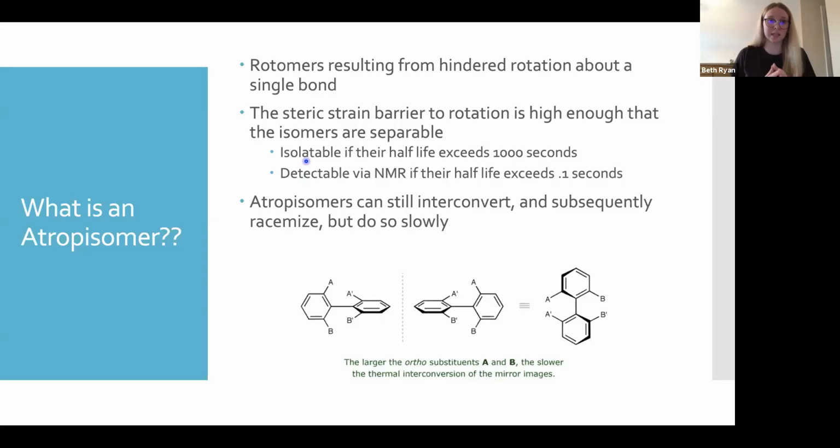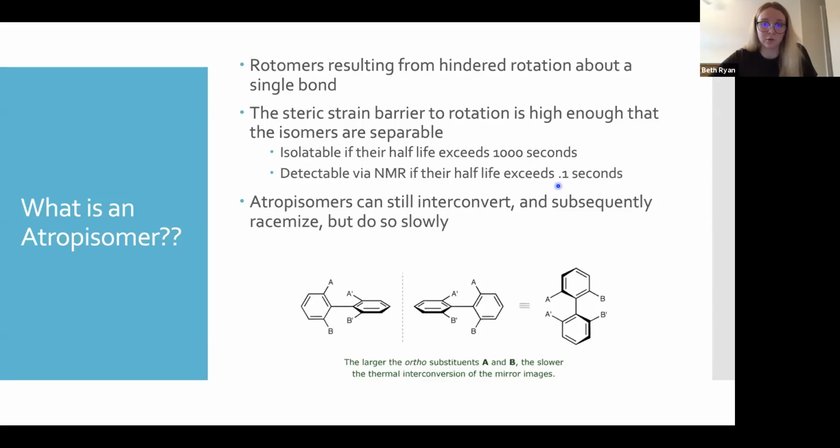You can actually separate individual isomers if their half-life exceeds 1,000 seconds. So this is really long for an isomer to stay in one conformation. It's about 16.7 minutes. So if an isomer is staying in one conformation for that amount of time, it's good that you can actually separate it, and that's unusual for usual isomers. And they're detectable via NMR if their half-life exceeds even 0.1 seconds, which is obviously a lot shorter.